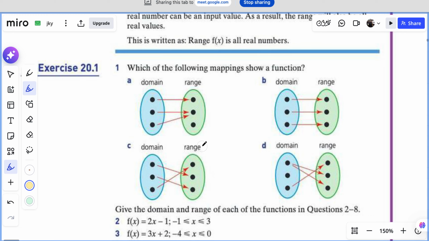The first thing we do, if we want to calculate the inverse, is to rewrite the function, replacing f of x with y. So instead of writing f of x, you replace it with y. We say y equals 2x plus 3. That's the first thing we do when we are finding the inverse of a function: replace f of x with y.